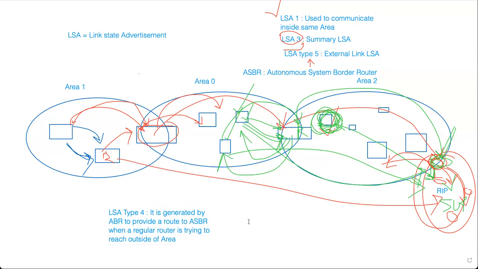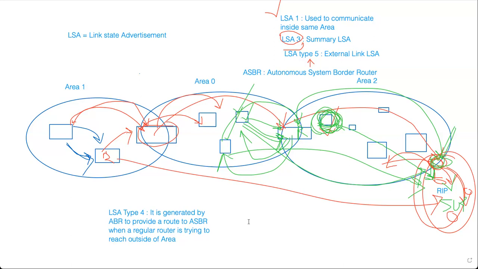Clear, guys? So LSA type 1 is used to communicate within the same area. Type 3 is a summary LSA between the areas. Type 5, external link LSA, to talk between the areas. Not between the areas, my bad. It is to talk between two different protocols. Type 5. Type 4, it is generated by ABR to provide a route to ASBR, where a regular router is trying to reach something outside of its area. For example, maybe a RIP protocol or EIGRP, outside of its routing protocol.